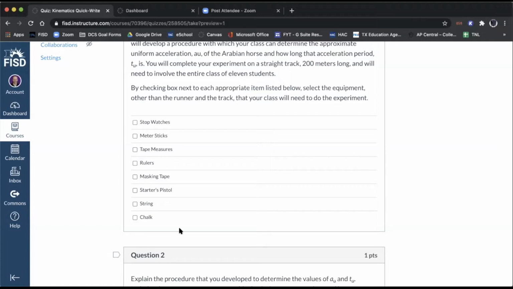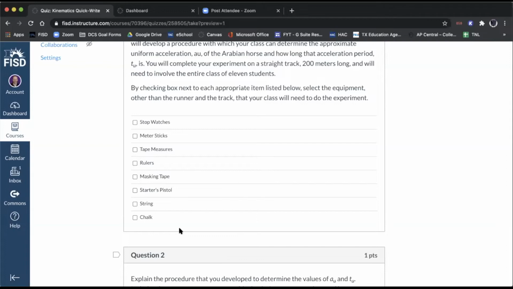Now, what about masking tape, string, and chalk? Those could be useful when you're marking off distance. With chalk you can mark the ground, or with string you can put a string across, or with masking tape you can put a piece of tape on the ground to mark those distances. This really mimics the walking lab we did on the very first day that the teachers recorded for you guys, where we marked off every 2 meters, and then we had teachers stand at every 2 meters. Each one had a stopwatch on their iPhone.